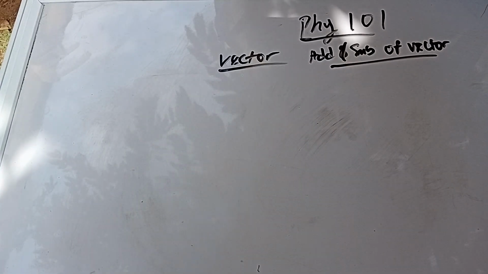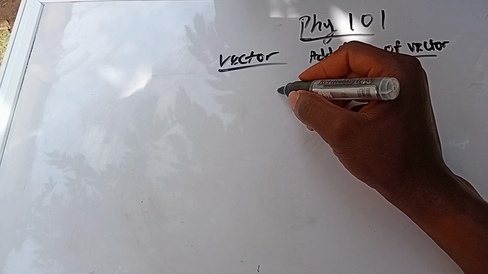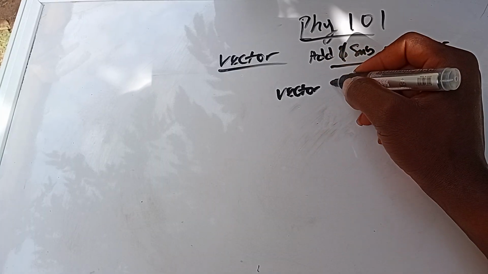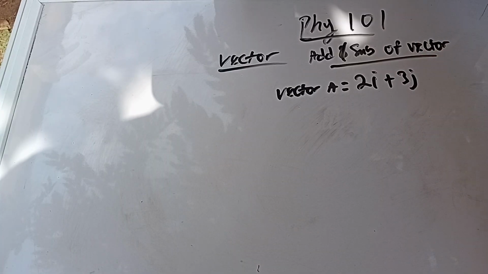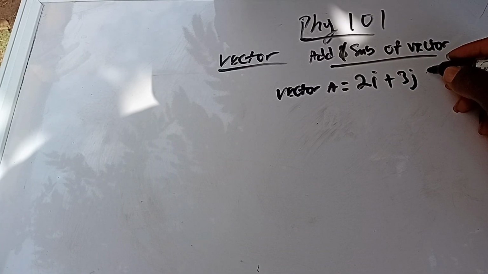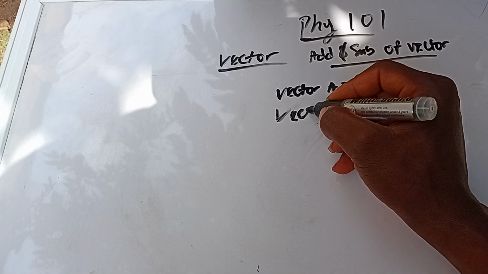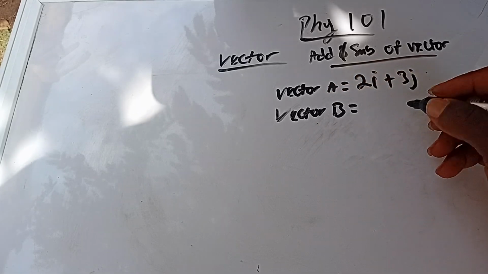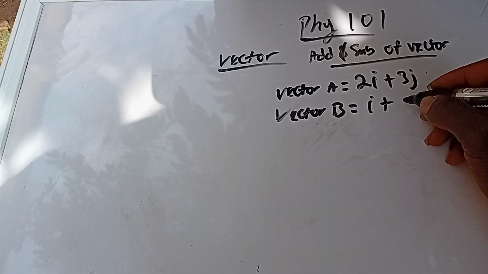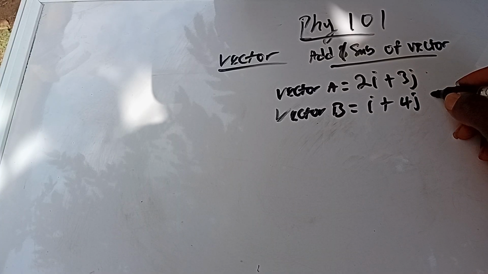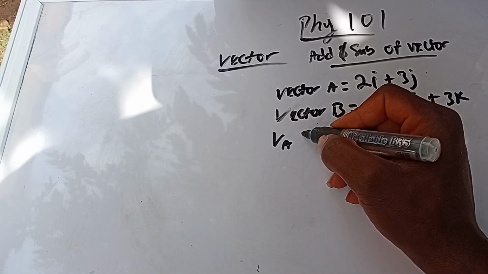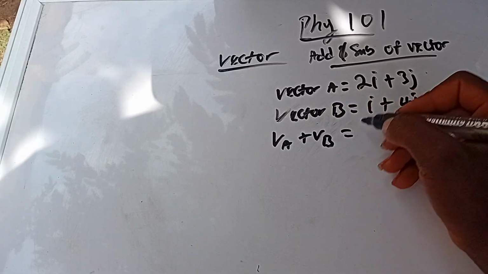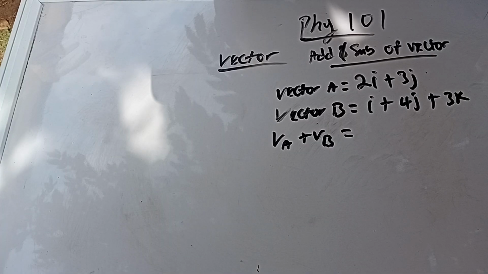So now, addition of vectors. If I have vector A equals 2I plus 3J, then I have vector B equals I plus 4J plus 3K. Now I want to find VA plus VB. So I want to add vector A to vector B. These are the basics, but let's just start with that.